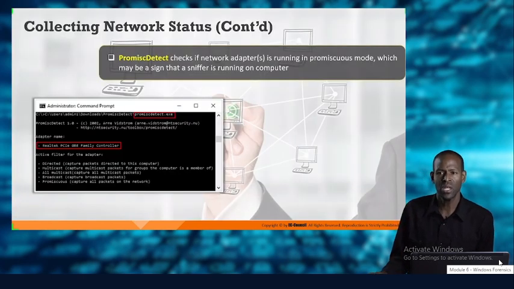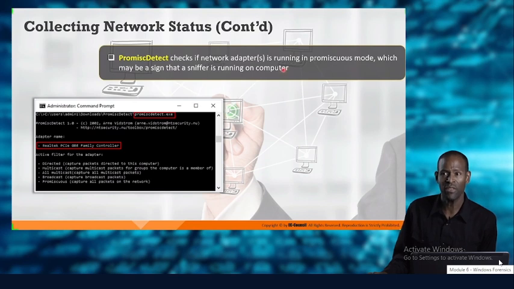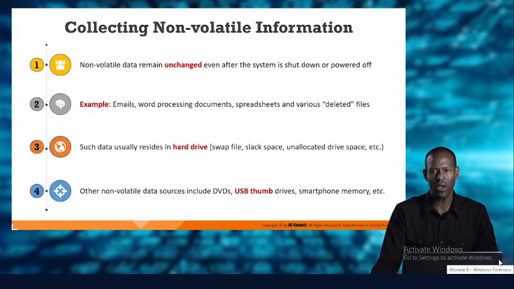And this is what I'm talking about, looking for a NIC, a network interface card, that's running in promiscuous mode, which might be a sign that, hey, there is somebody running Wireshark or some other type of sniffer on the network. All right, now let's talk about collecting non-volatile information.